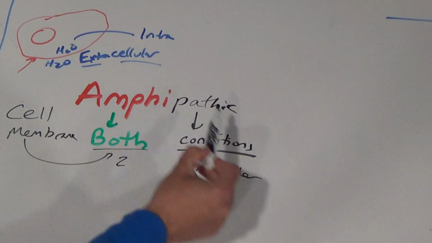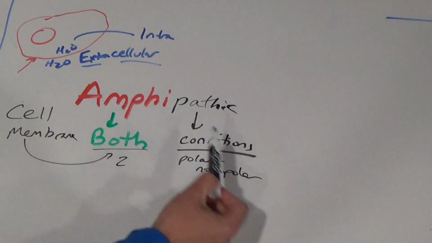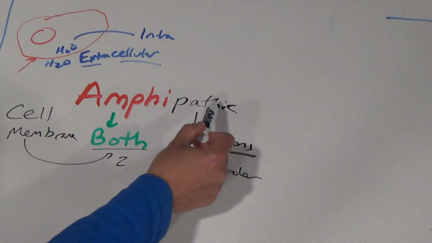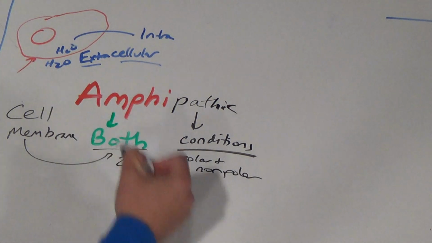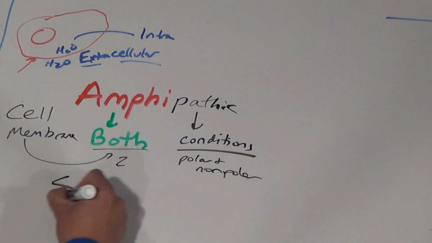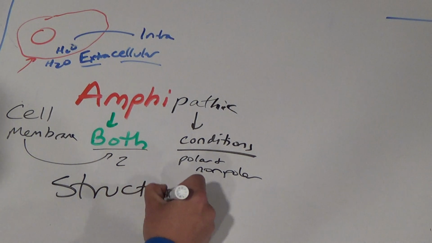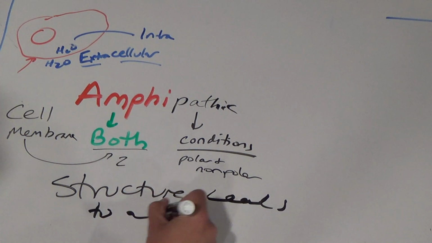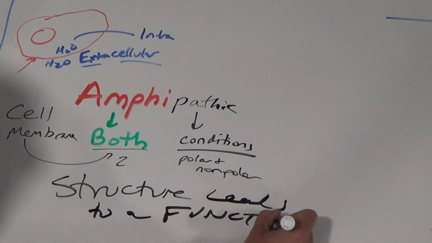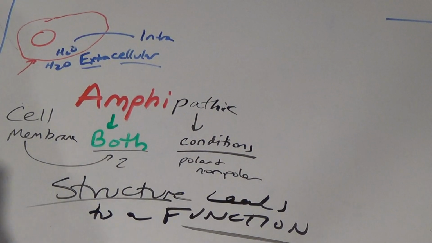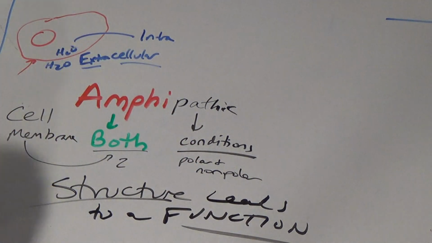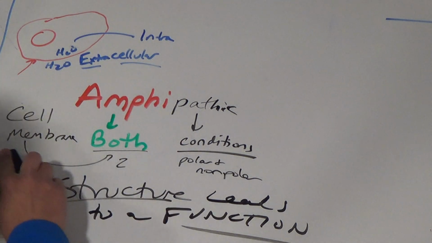So that's how they got that word through Latin. That's what we're going to learn. Pathic, or pathos, means conditions. Amphi means both. The cell membrane is amphipathic, both conditions, made of two different structures. And you're going to learn that a structure leads to a function. Write that down big. Structure leads to function. The structure of the cell membrane allows it to have a function to work, and I'm going to show you in a minute. So it's amphipathic, so make sure you have that written.